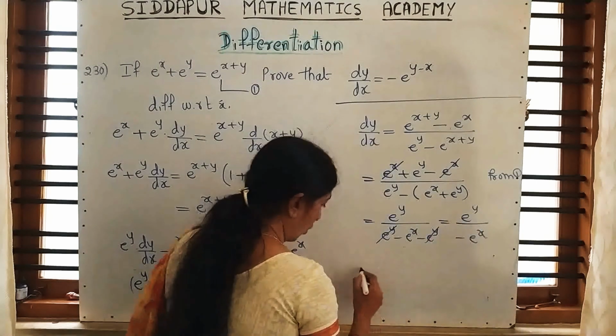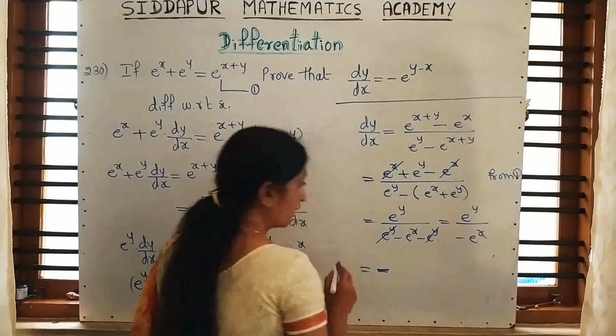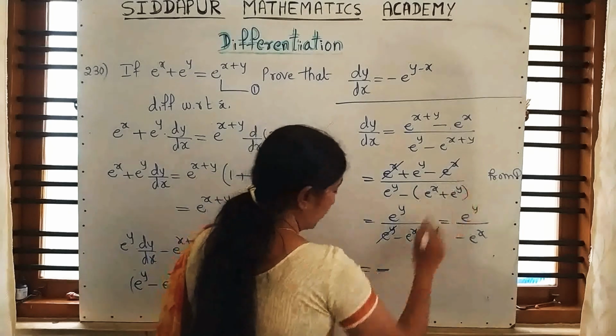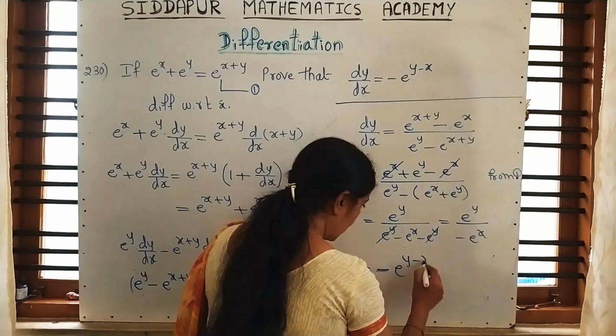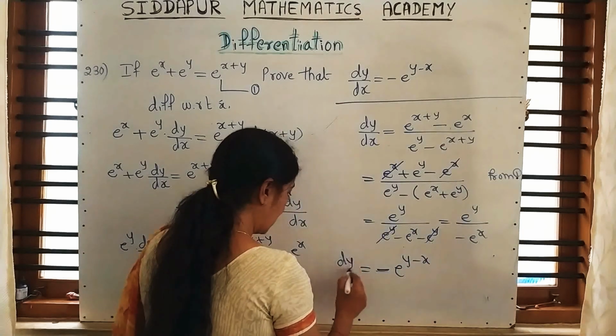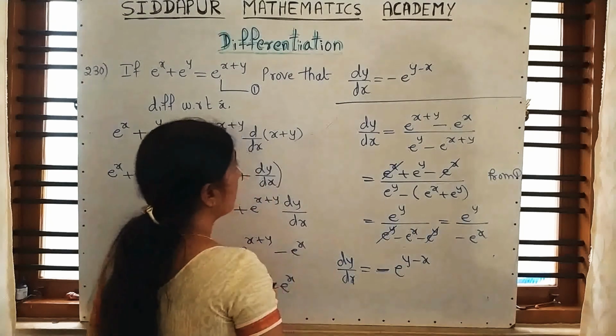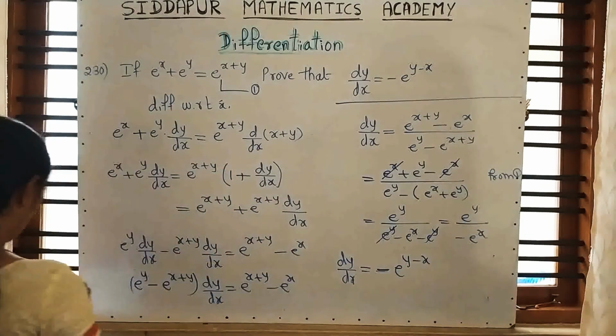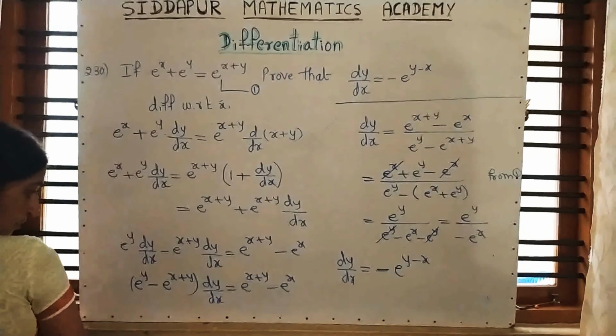So minus is common. You can write it in the middle. And taking e raised to x in the numerator, it becomes y minus x. See, this is the required answer. Yes, required answer. See, is the question interesting? Yes. Moving to the next question.